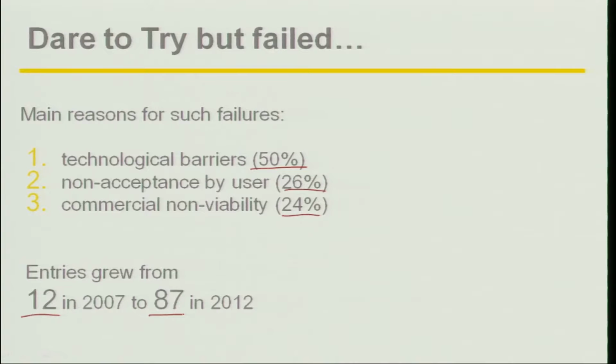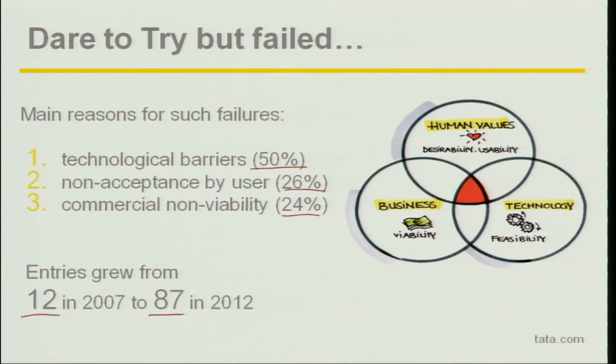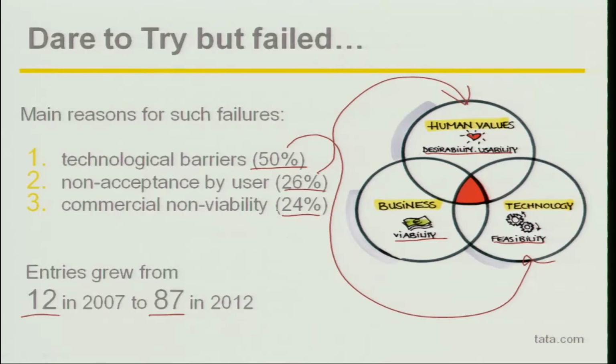Now, a couple of things I'd like to point out to you. Remember this diagram where we spoke about desirability, usability, we spoke about viability, and we spoke about feasibility. So you can see that, this was this number, non-acceptance by user was this number, and commercial viability was this number.